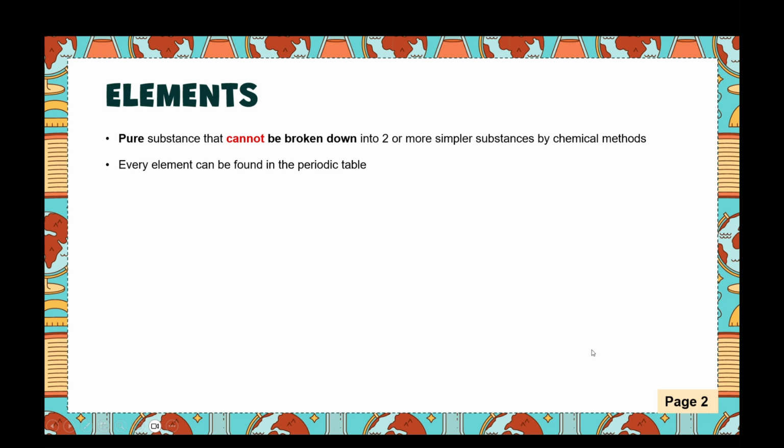Okay, so in today's lesson, we are going to learn what are elements, mixtures, and compounds. You have already covered this in lower sec science, so for this segment, we are just going to do a recap. So elements, again, are pure substances that cannot be broken down into two or more simpler substances by chemical methods. Right? Every element can also be found in the periodic table.